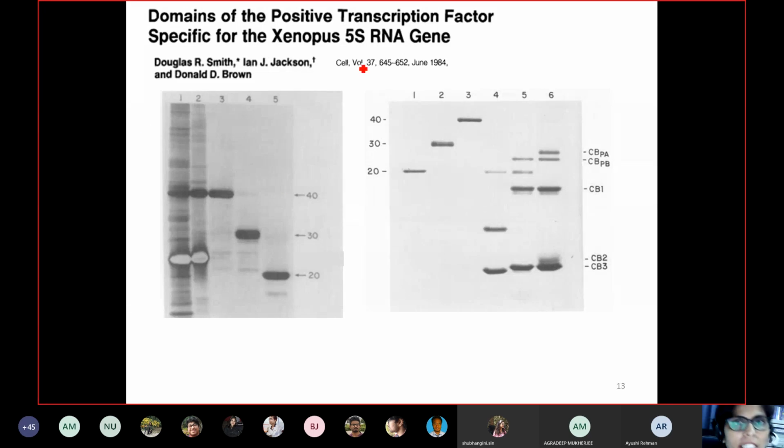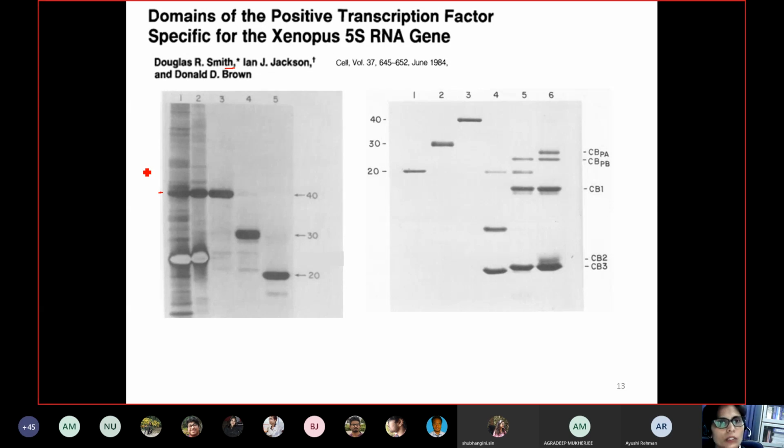Now, in the year 1984, another scientist, namely Douglas Smith, carried out analysis on the transcription factor. So basically, the molecular weight by this time was approximately 40. So instead of 45 or 37, the exact molecular weight was found at around 40 kilodalton.